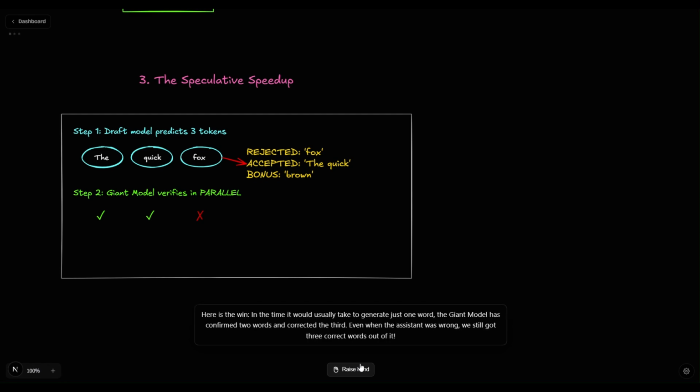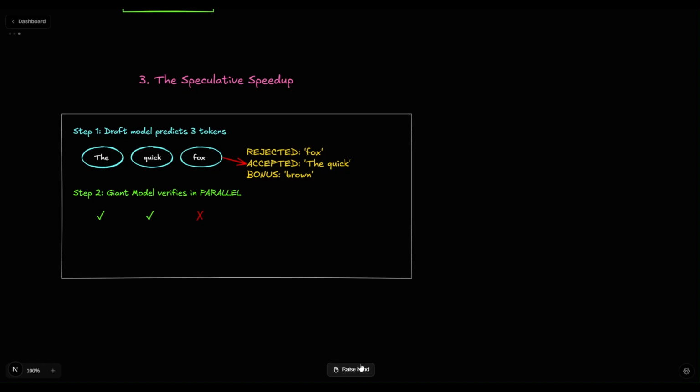Here is the win. In the time it would usually take to generate just one word, the giant model has confirmed two words and corrected the third. Even when the assistant was wrong, we still got three correct words out of it. If the draft model is 70% accurate, can you see how this would make the overall generation much faster than going one by one?